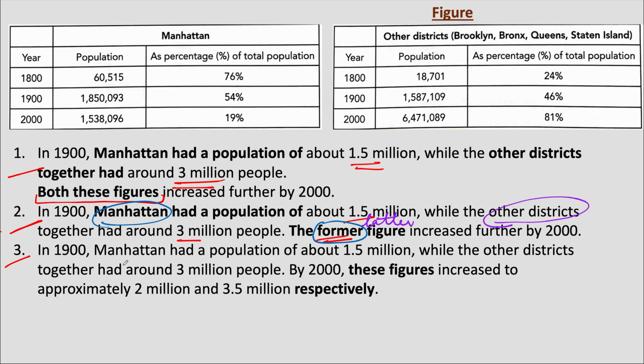In the third example, we use the word respectively. Respectively means the numbers match the items in the same order. So the first number 2 million refers to the first thing Manhattan, and the second number 3.5 million refers to the second thing the other districts. But remember, we need to be careful with sentences like these. It is always better to write short, simple sentences that are clear rather than long sentences that may confuse the reader.